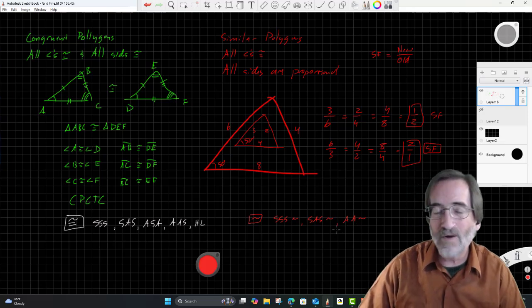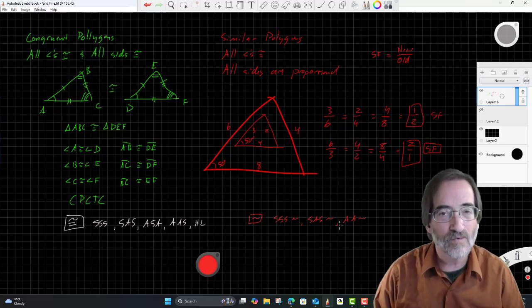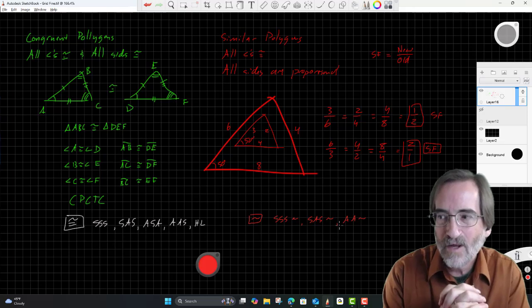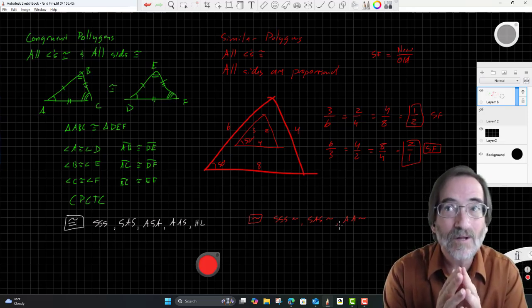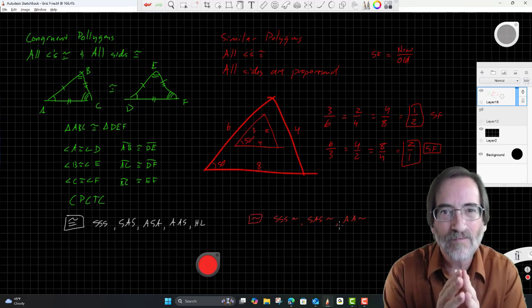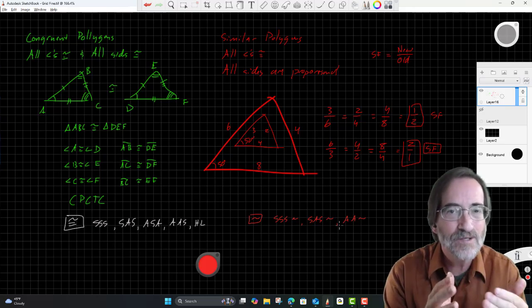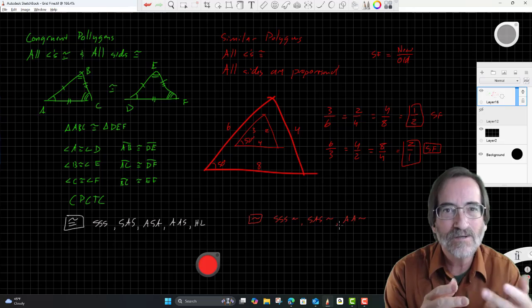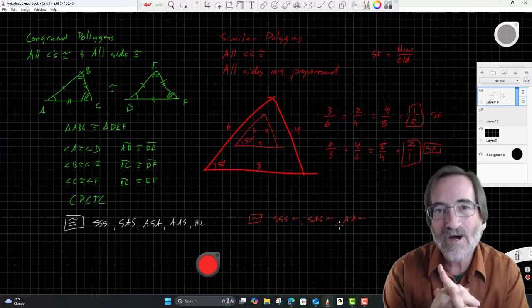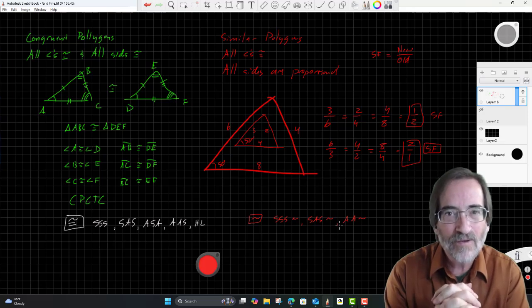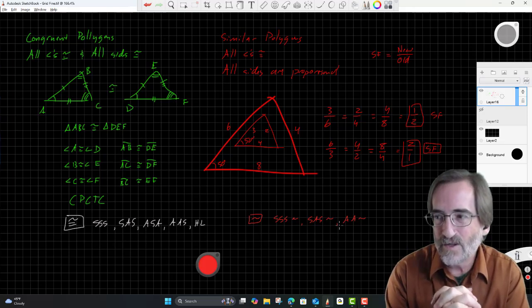That is, if two angles are congruent, then, as you know from the triangle angle sum theorem, all the angles of a triangle add to 180. If two angles match, then the third angle must match as well, because the third angle can be found by subtracting the other two angles from 180 degrees.